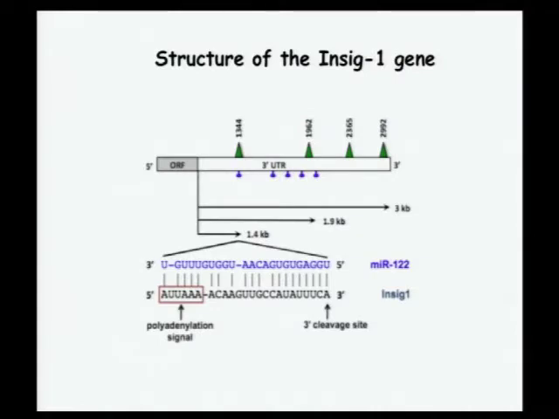So when we looked at Insig-1, we were gratified to see indeed it has predicted binding sites for microRNA 122. And we discovered that there are 3 isoforms. The isoforms only differ in the 3' non-coding regions. And interestingly, one of them, the one giving rise to a 1.4 kilobase mRNA, has a binding site for microRNA 122 that overlaps with the cleavage and polyadenylation signal.